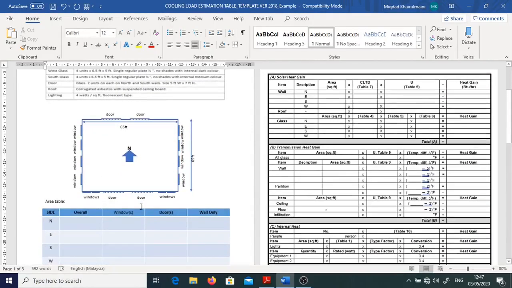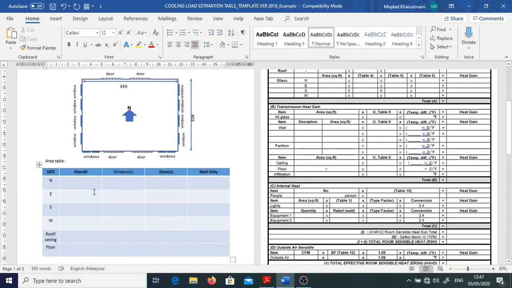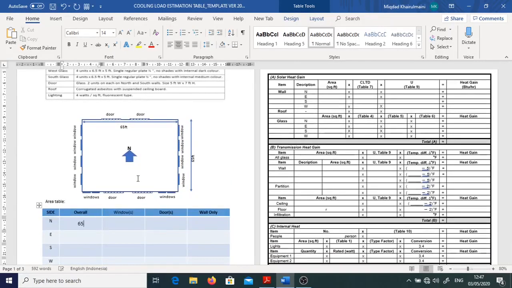But first, before filling in the cooling load estimation table, we have to calculate the area with respect to the side: north, east, south, west, also the roof or ceiling, and also the floor. So for the north side, the length is 65 feet, and from the table we know that the ceiling height is 10 feet. So overall it's 65 times 10. Okay, so we can get 650.